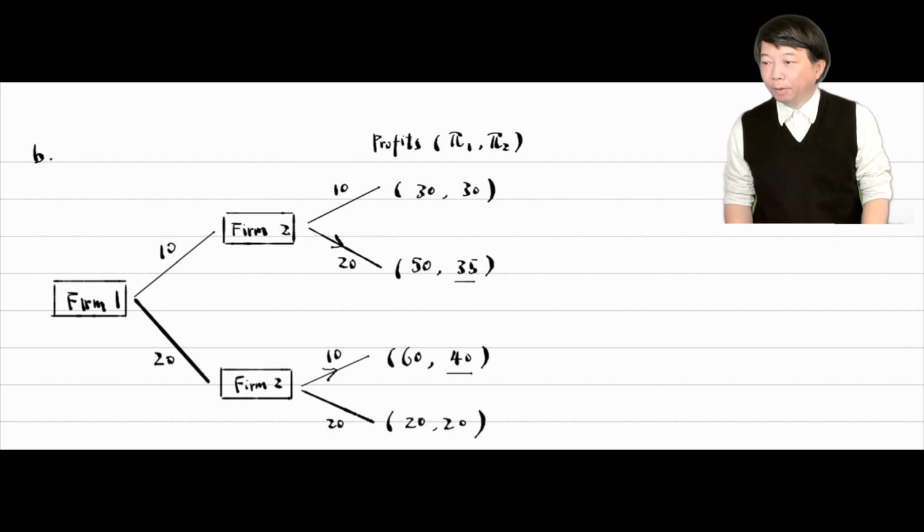Next, we figure out Firm 1's decision in the first stage, given its rival's responses. If Firm 1 chooses 10 and Firm 2 chooses 20, it earns 50. If Firm 1 chooses 20 and Firm 2 chooses 10, it earns 60. Thus, Firm 1 chooses 20. We underline its payoff 60 and add an arrow on the path. The path with two arrows is the equilibrium path.